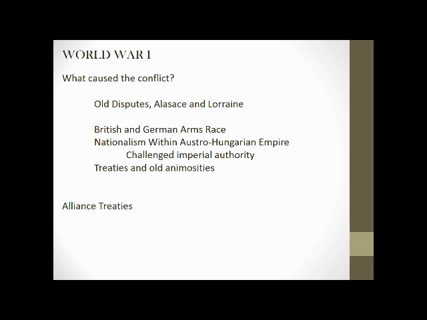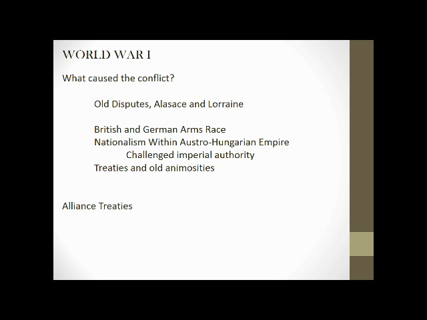There was also an arms race between the British and the Germans, particularly a naval arms race, and that naval arms race had created increasing imperial tensions between them. There was also, and this is probably the biggest factor when it comes to the beginning of the war, nationalism, particularly nationalism within the Austro-Hungarian Empire.